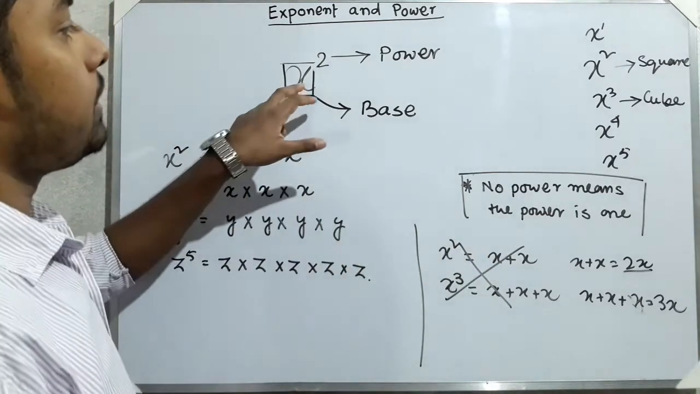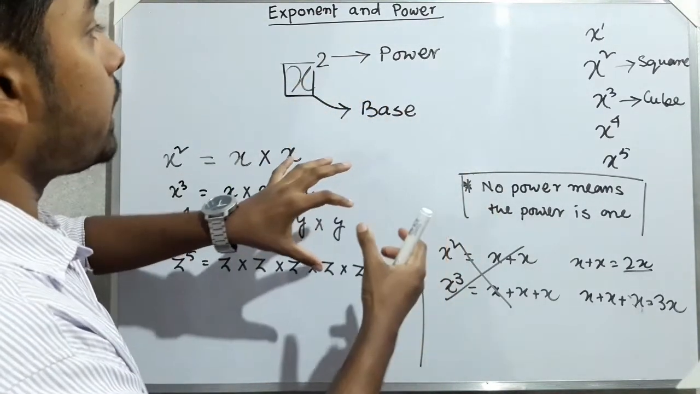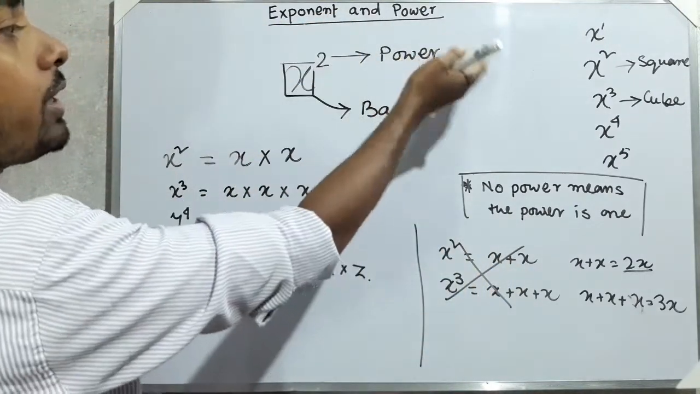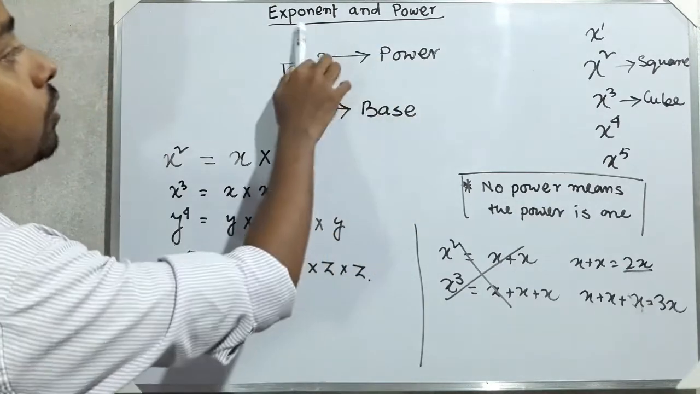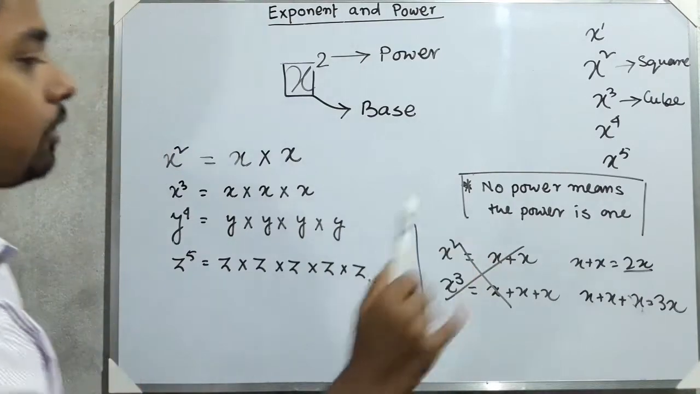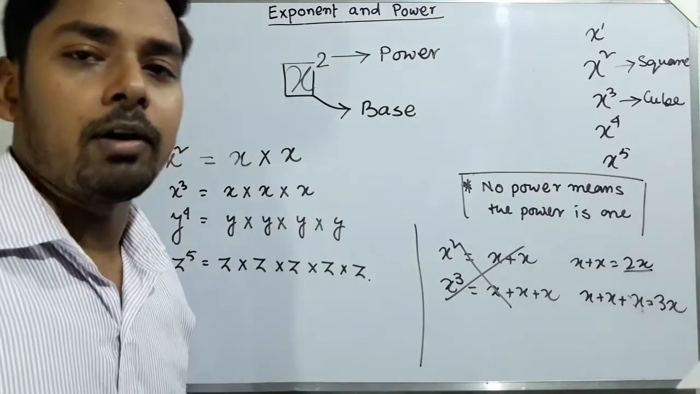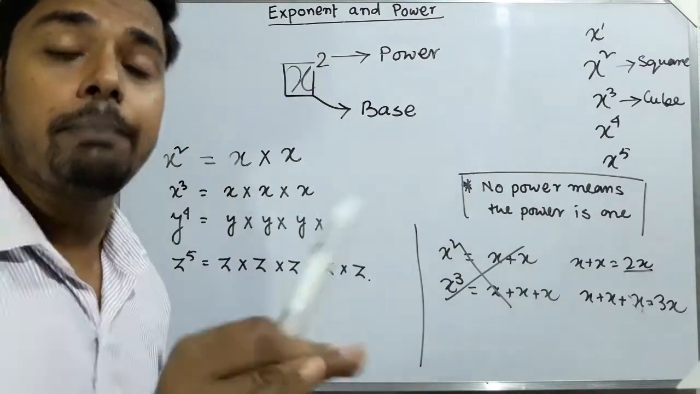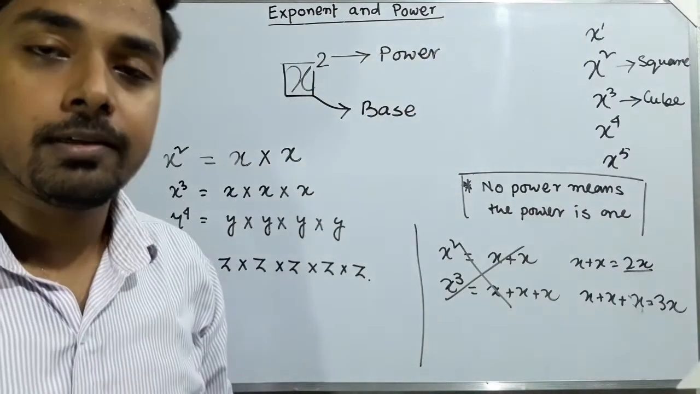So this is called the base and this is called the power. And now we are talking about the exponent. Already we know this is called power and this is called base. Now we will know what exponent is. Now listen, exponent is nothing but only power. Exponent is nothing but only power. The other name of power is exponent.